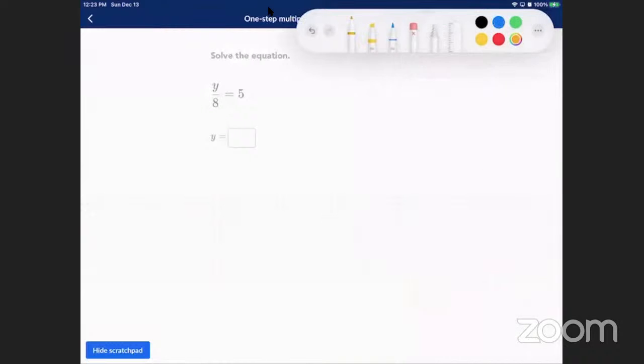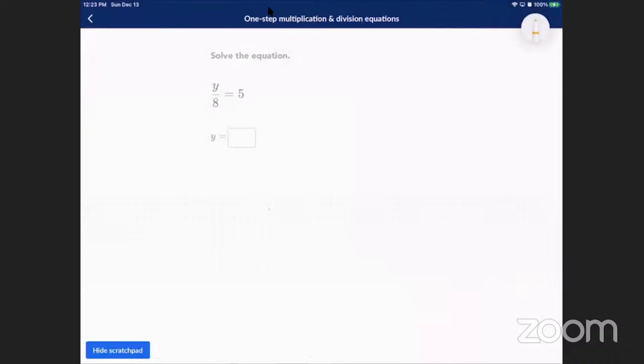And then we can test that out by putting 40 over 8 equals 5. And we know this because we know that something times 8 equals 40. So we can put that 5 in here. And then we can go to the next one.